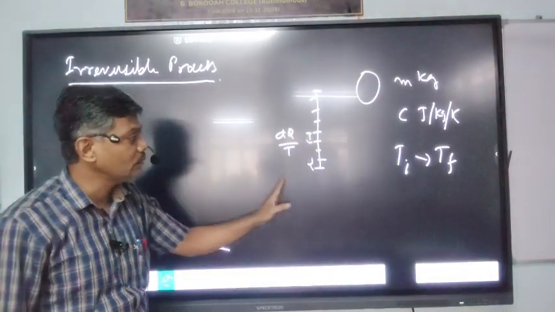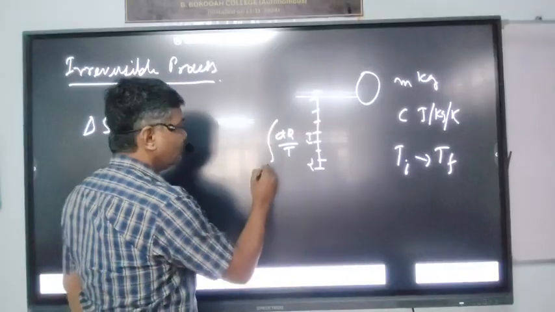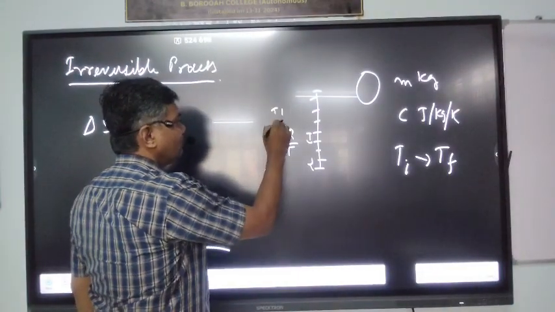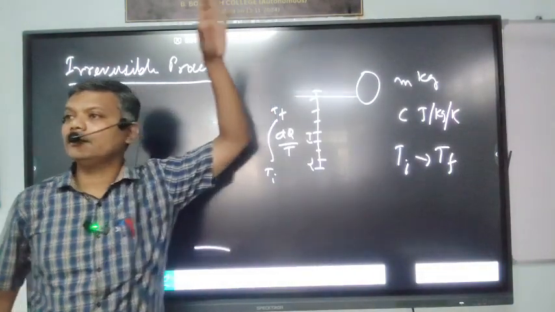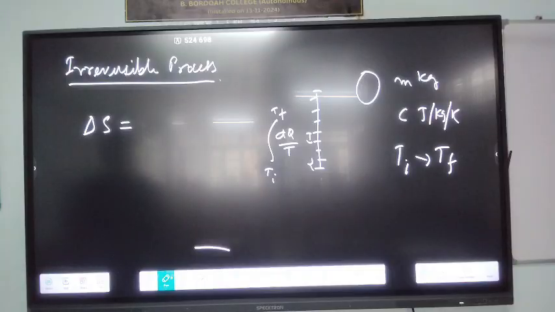If that is so, then if I integrate it from Ti to Tf, I will get the total change in entropy. A small change in entropy, and ultimately if I integrate, I will get the total change in entropy. From where to where? Ti to Tf.